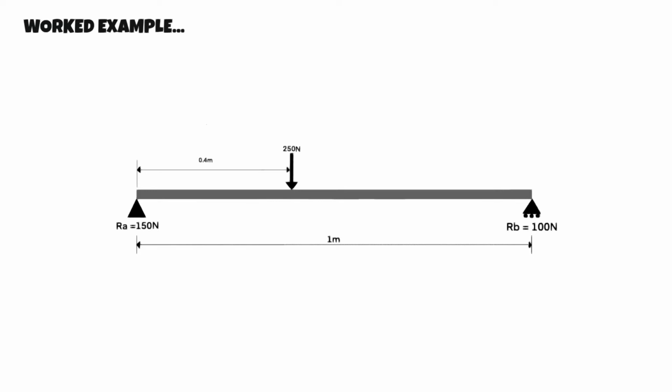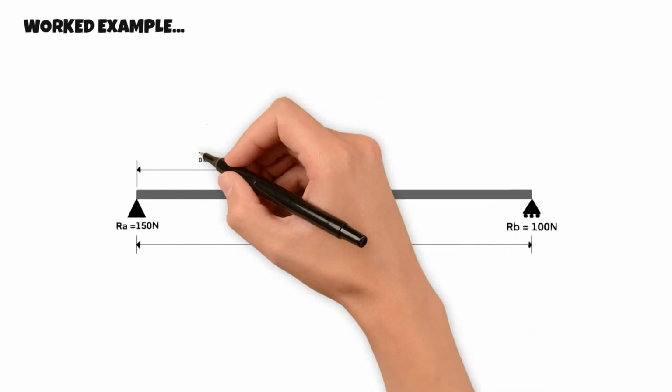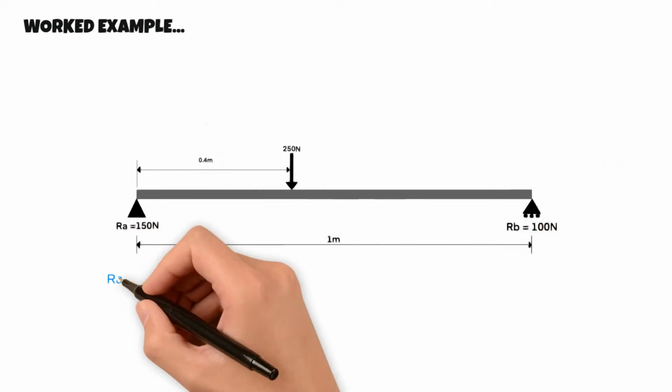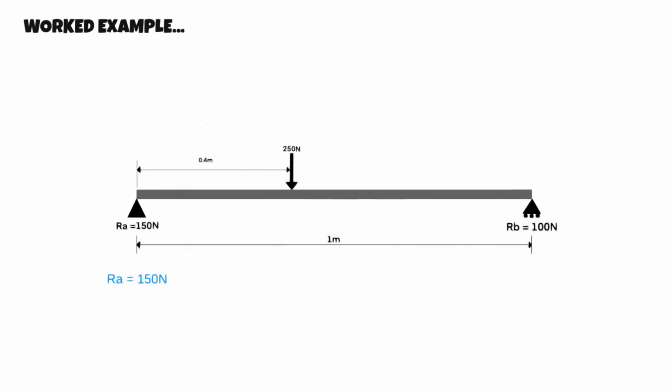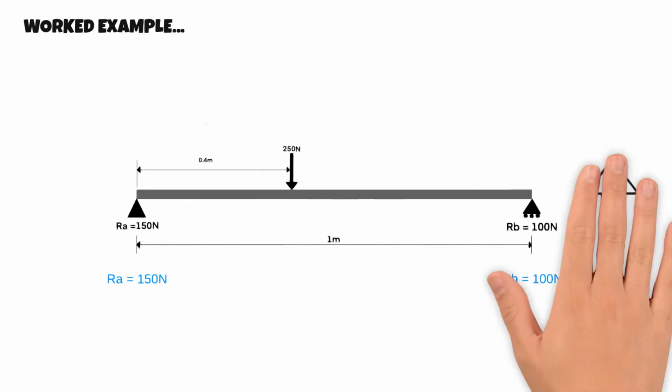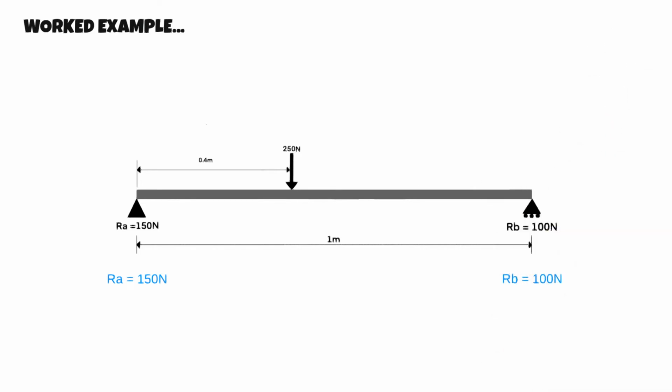Now, let's work through an example of how to draw the shear force and bending moment diagrams for a beam with a point load. If we look at the beam, we can see that it is 1 metre in length and has a 250 Newton load applied 0.4 metres from the left. The beam has supports at either end labelled RA and RB. RA is equal to 150 newtons and RB is equal to 100 newtons. If you need help calculating these, please watch our video on how to calculate the support reactions of a simply supported beam with a point load by clicking the link in the top right of the video or following the link in the video description box.